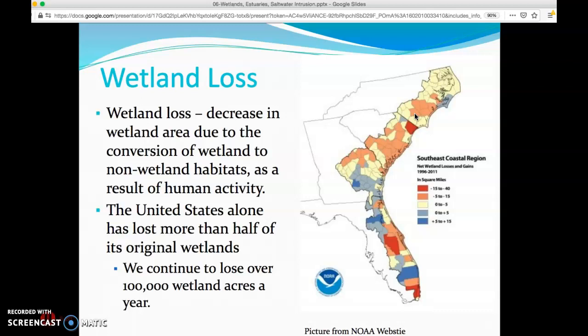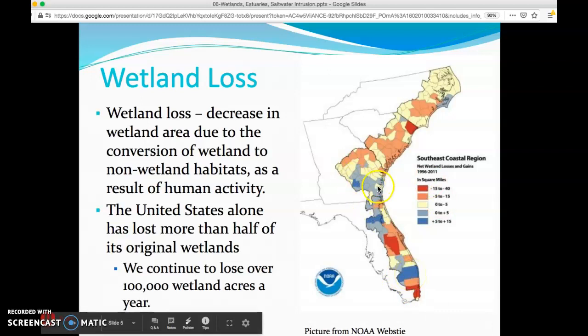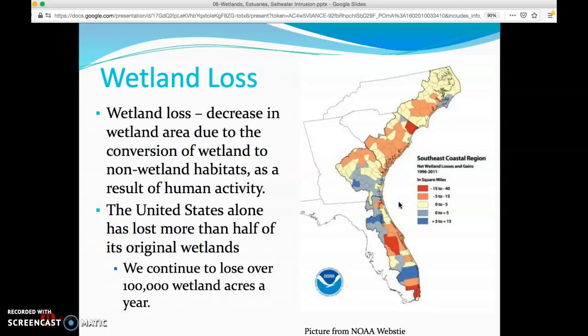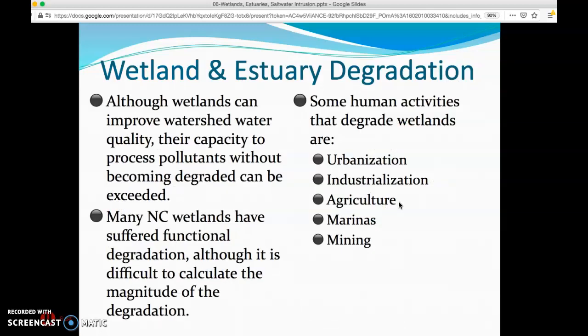If you go to Wilmington, we're losing less than that, 0 to -5. Some areas are actually gaining wetland, like down here in the panhandle of Florida and some parts of Georgia, but for the majority we are losing wetland again and again. The sources for those facts come from NOAA, the North Atlantic Oceanic and Atmospheric Association, same people that report on our hurricanes.